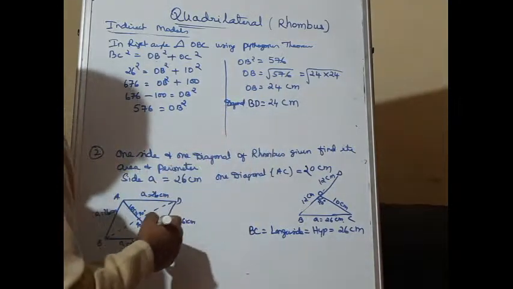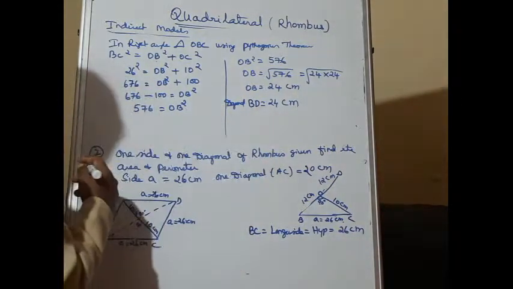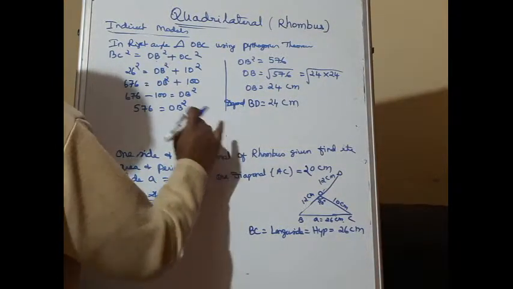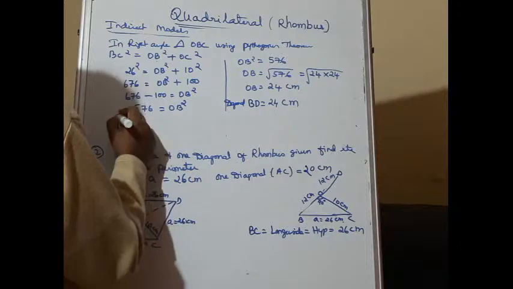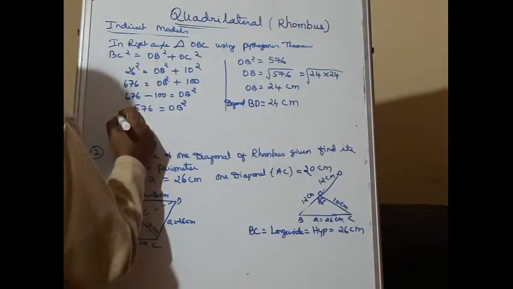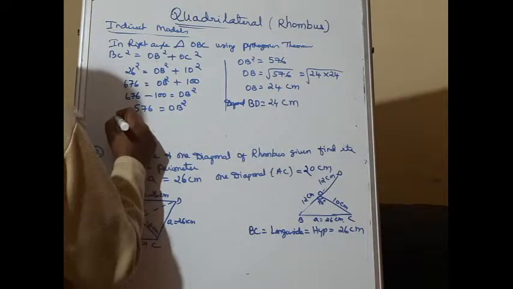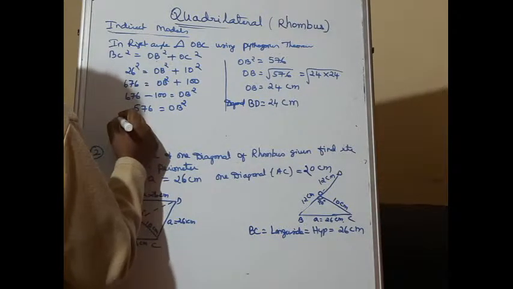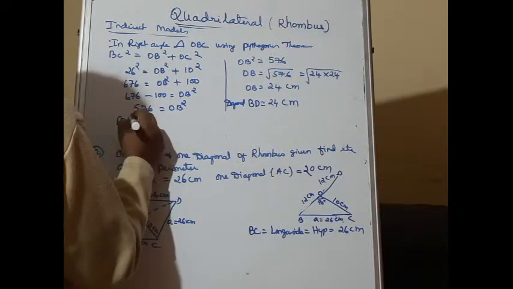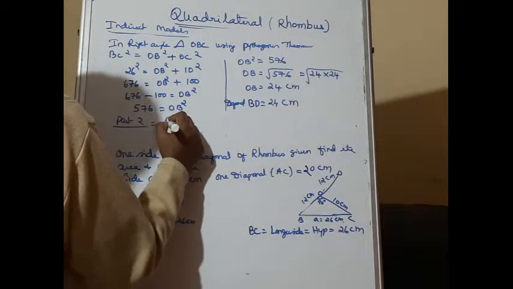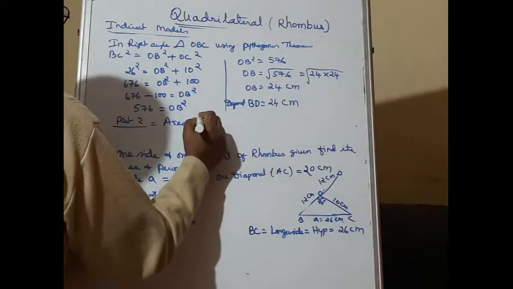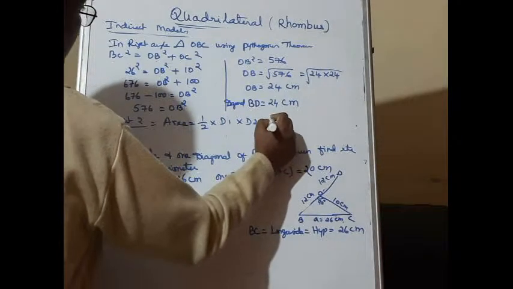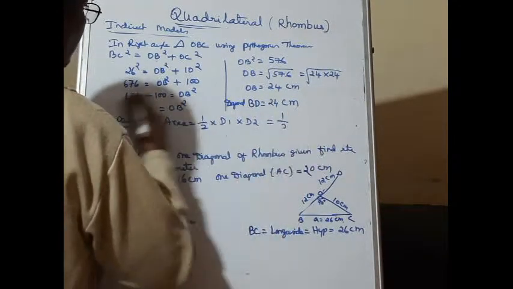Okay. Now, area equal to half into diagonal 1 into diagonal 2. See, this is called part 1 and part 2. This sum has got first part, second part and third part. You write part 2. Area equal to half into diagonal 1 into diagonal 2. Area equal to half into AC into BD.